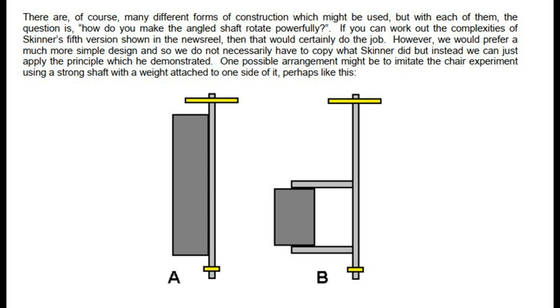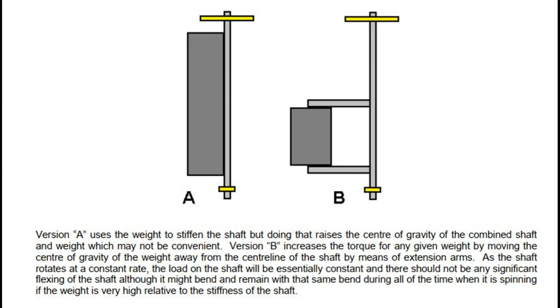One possible arrangement might be to imitate the chair experiment using a strong shaft with a weight attached to one side of it, perhaps like this. Version A uses the weight to stiffen the shaft, but doing that raises the center of gravity of the combined shaft and weight, which may not be convenient. Version B increases the torque for any given weight by moving the center of gravity of the weight away from the centerline of the shaft by means of extension arms.